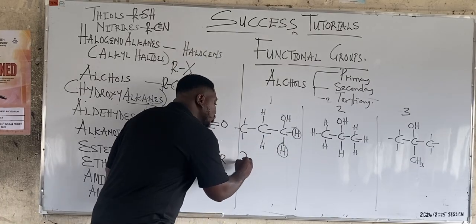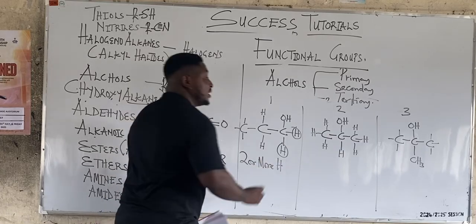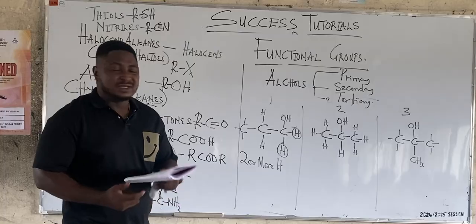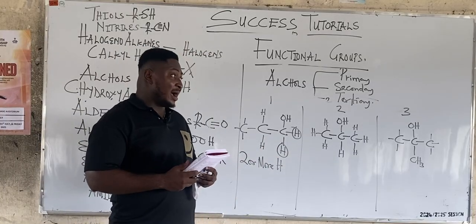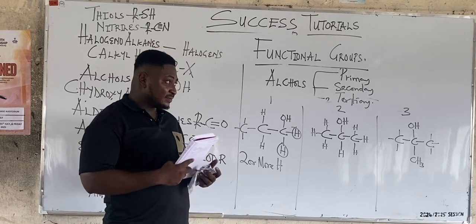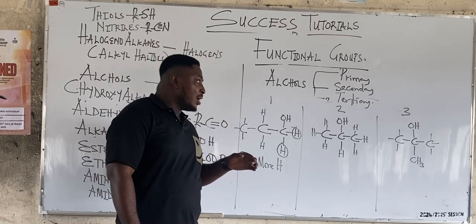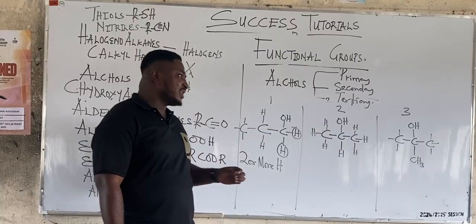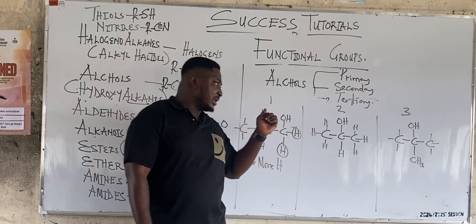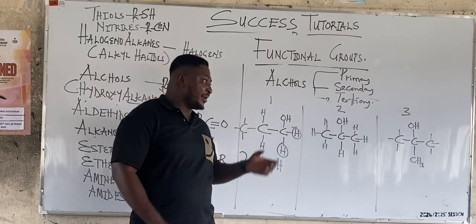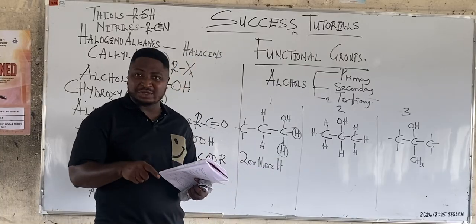Class, anytime you find two or more hydrogens attached directly to the carbon that is carrying the OH group, that alcohol is a primary alcohol. I'll come again. Anytime you find two or more hydrogens attached directly to the carbon that is carrying the OH group, that alcohol is a primary alcohol. It is on the carbon that is carrying the OH.